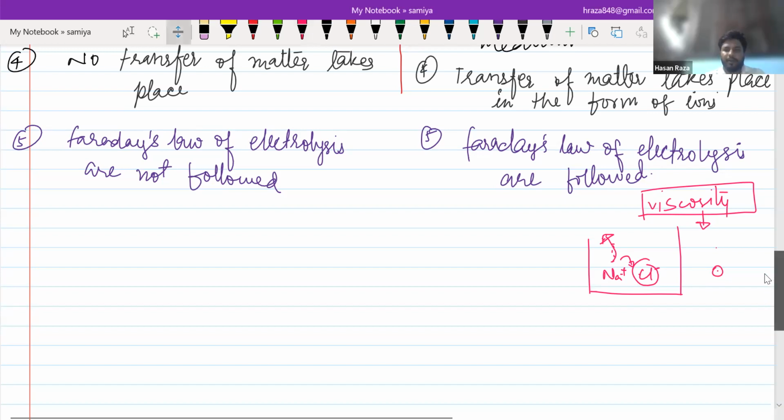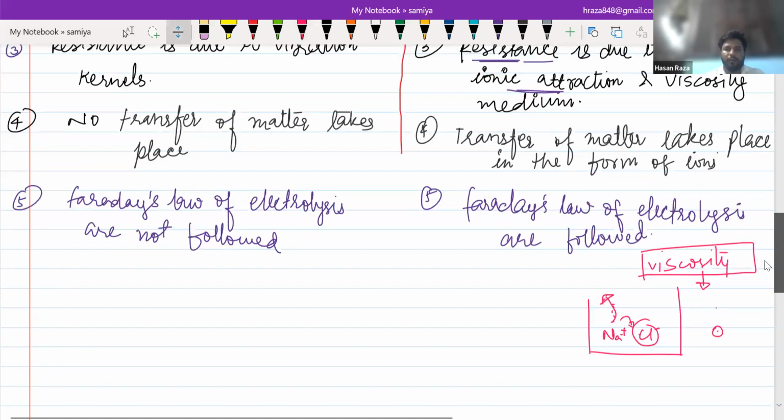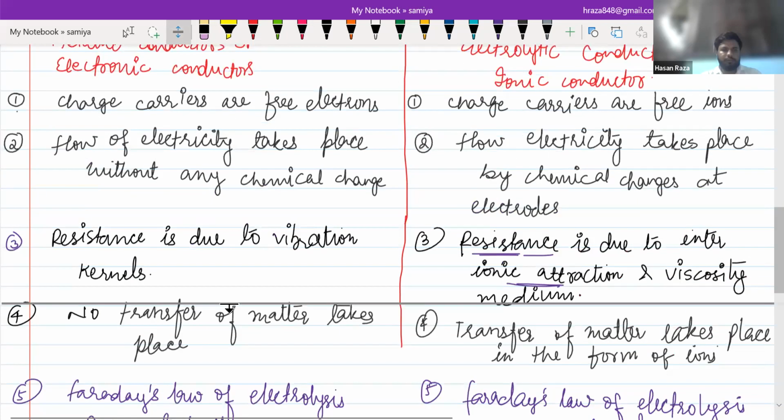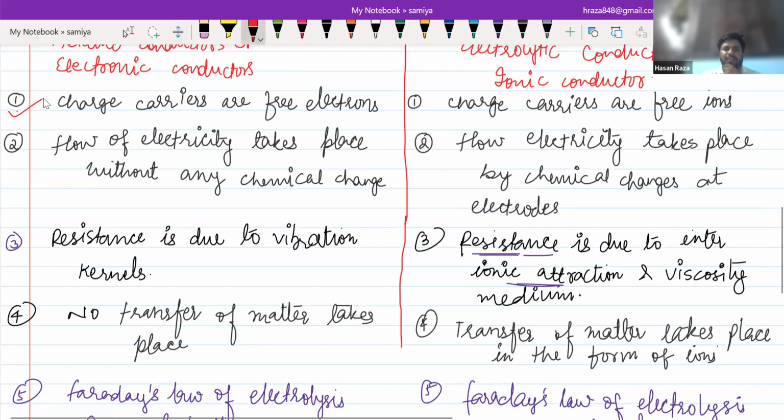Any other point that you haven't understood, any of you? So basically the first point, charge carriers are free electrons in metals and free ions in electrolytes. Flow of electricity takes place, no chemical change, but in electrolytes there will be chemical change at electrodes. You will see when we study about Daniell cell.